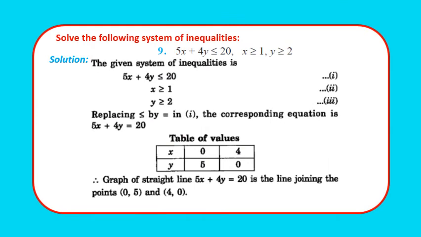Next is question 9. Solve the following system of inequalities: 5x plus 4y less than or equal to 20, x greater than or equal to 1, and y greater than or equal to 2. So writing the inequality as an equation, we get 5x plus 4y equals 20. Putting y equal to 5, we get x equals 0, and putting y equal to 0, we get x equals 4. So we can obtain the graph of the line 5x plus 4y equals 20 by joining these points. And x equals 1 is a line parallel to the y-axis, and y equals 2 will be a line parallel to the x-axis. So plotting the graph as below.